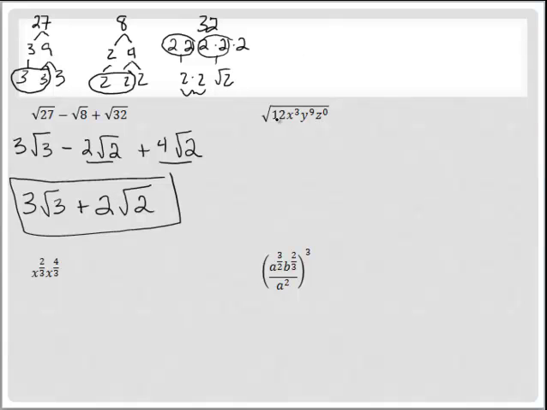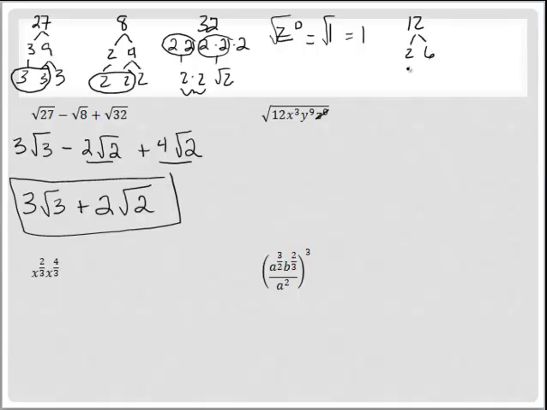We got that because negative 2 plus 4 is positive 2. So let's look at this next one. We have the square root of 12 x cubed y to the 9th z to the 0. Well, first of all, what is z to the 0 power? It's 1. Remember, anything to the 0 power is 1. And what is the square root of 1? It's just 1. So when we have this right here, we don't even need it anymore. So let's break down 12.